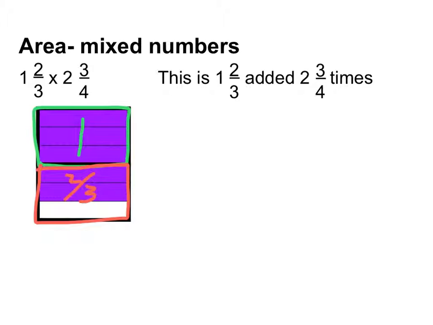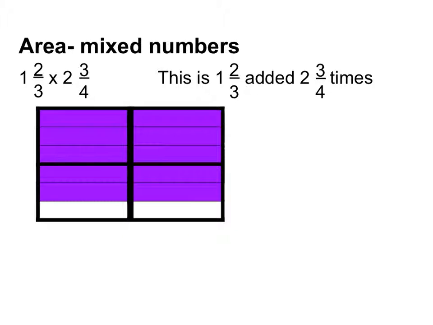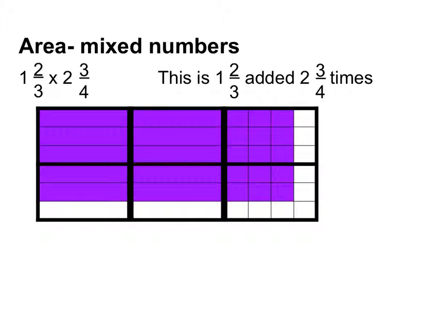Okay, getting back to where we were. 1 2/3 added 2 3/4 times. So here's 1 2/3 one time. Here's 1 2/3 again. So that's 1 2/3 2 times. So now I need the 3/4. So I have the 1 2/3, and then I broke it up into 4 equal parts going down, and I shaded 3 of those equal parts.